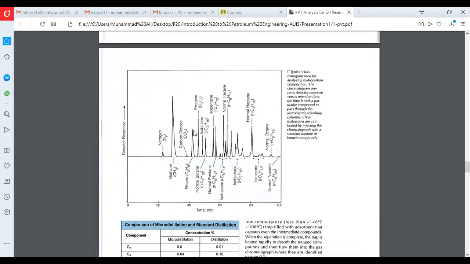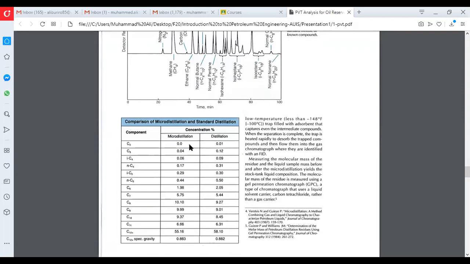See, you can see that based on the peaks, they find out we have CO2, we have C3, we have C4, we have C5, we have C6, C7. So it tells us basically the composition of the crude oil, what exactly, based on these peaks. If you want to read about it, it will tell you here. For example, here you see C2, how much it is, C3, C4, C5, C6, C7, C8, C9, C10.